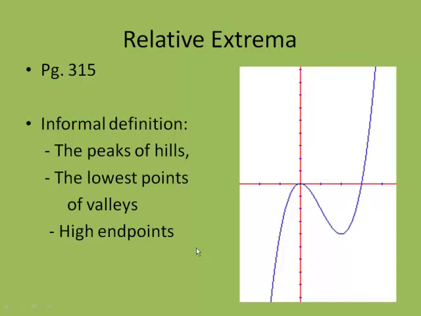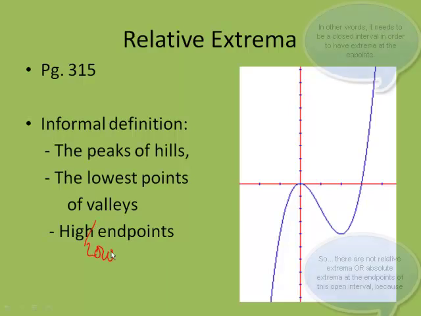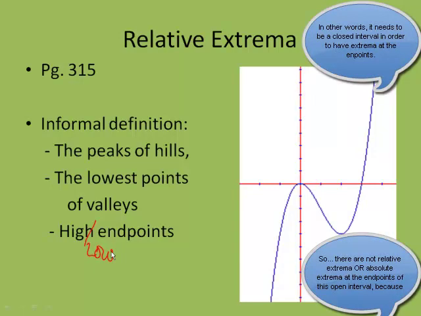If you'll notice, this is an open graph, you could call it, because there is no endpoints to it. It's just continuing off the charts. So I could widen the screen, but the point of this is to say that I do have these relatively high and low points, and those are what we call relative extrema. Basically, that is the peaks of the hills and the lowest points of the valleys. And also, I should have said high or low endpoints. Those are also included. But once again, you're going to have endpoints in order to state endpoints.